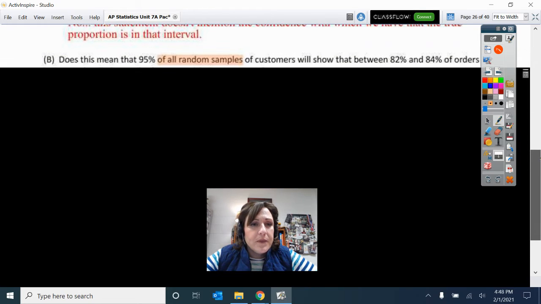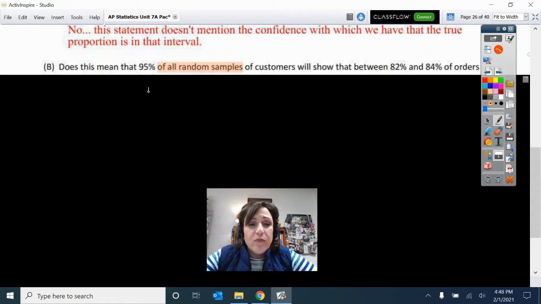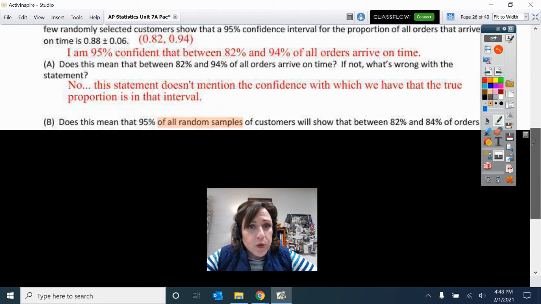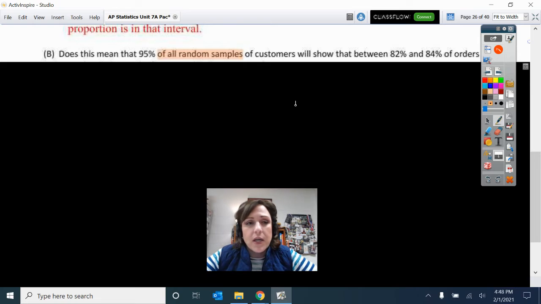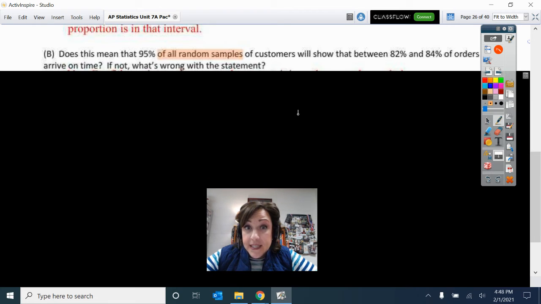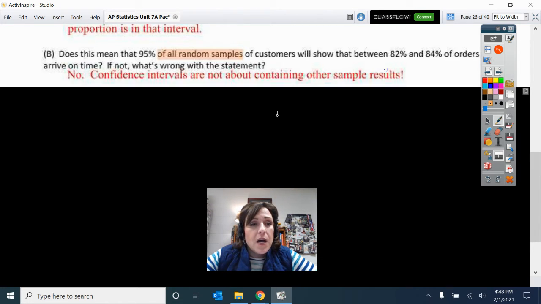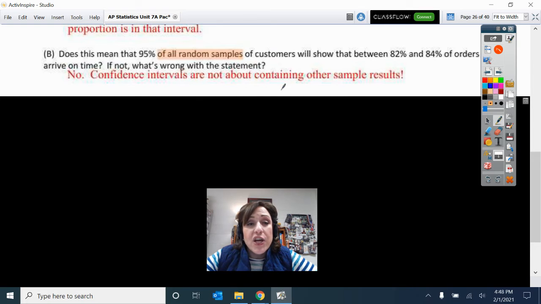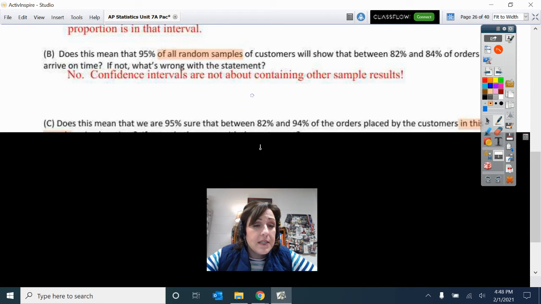All right, the next one. Does this mean that 95% of all the random samples of customers will show this amount? Oh, it should have been 82 to 94% of orders. So that was a typo, but that wasn't what made it wrong. This was about other people's samples being in my interval, and that could be wrong because I could have an outlier interval. They're not about containing other sample results. All right, how about this one?